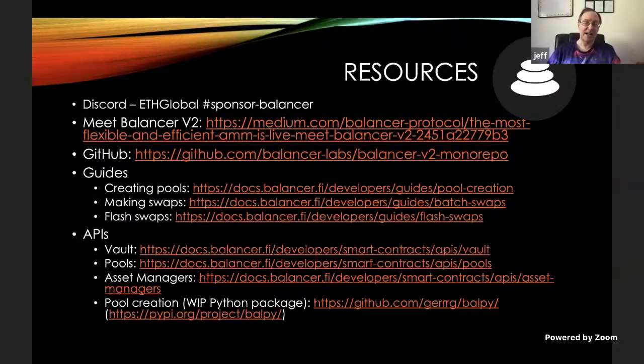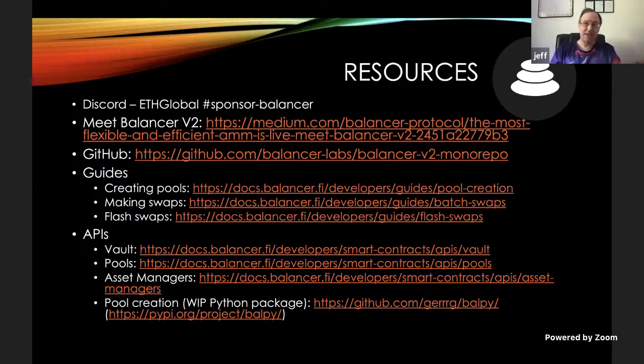And then here are some guides from the docs. docs.balancer is the documentation, and here are some handy links to specific parts of that, and also into describing the APIs. And we have a pool creation package in Python. It's in the docs how to do it, but it's kind of high level because everyone has a different dev environment. And it's pretty hard to make a working script.